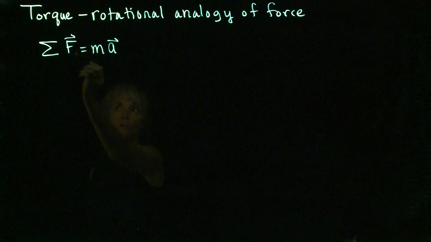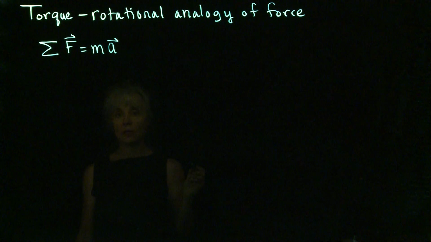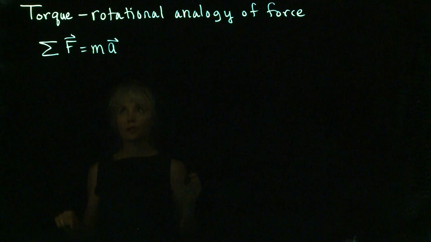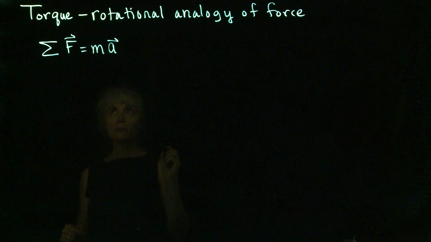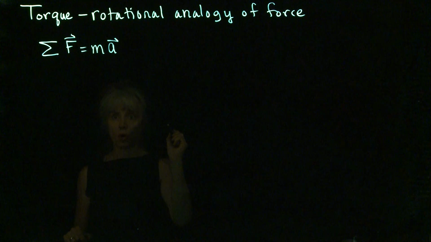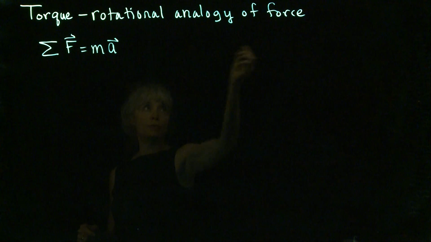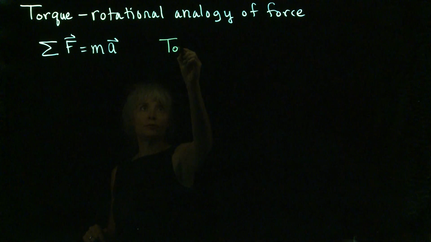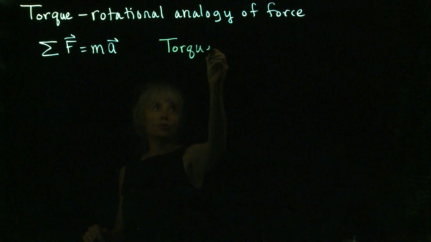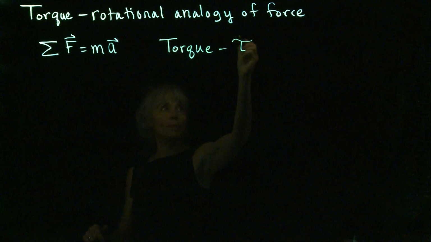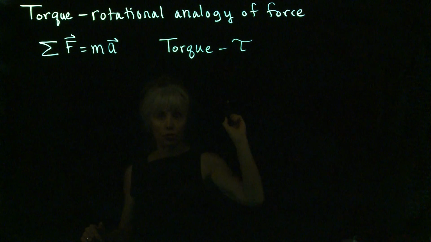If instead we sum all the forces together and we don't get 0, then we will have an acceleration for the object. So Newton's second law can be written in the rotational world using torque as the rotational analogy of force. So first of all, let's introduce the symbol for torque. Torque gets the symbol tau. It's a letter from the Greek alphabet, and torque is a vector quantity.